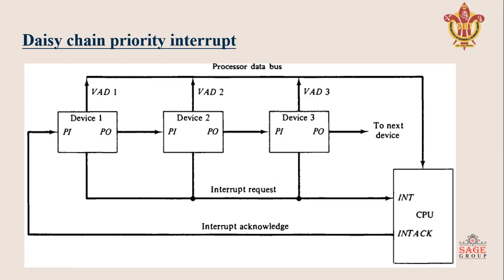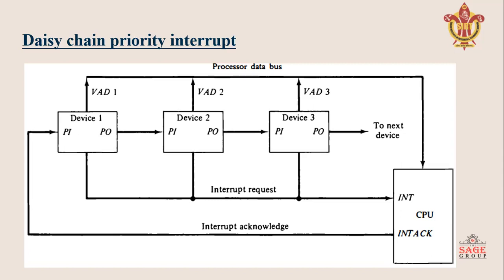First, we will take a particular example. Device number 3 wants to communicate with the CPU. Then device 3 will send the interrupt signal to the CPU through the interrupt request. Whenever the CPU gets the interrupt request, it will send the interrupt acknowledgement. First, it will send to device 1 having PI value 1. But in this particular case, device 1 doesn't want to communicate with the CPU, then the PO value will be 1 and it will send the signal to the next device, device 2.